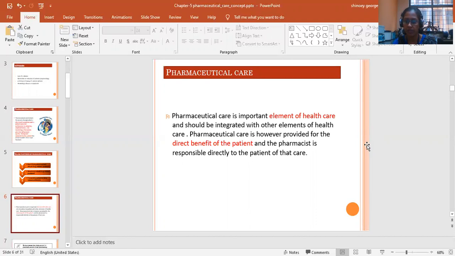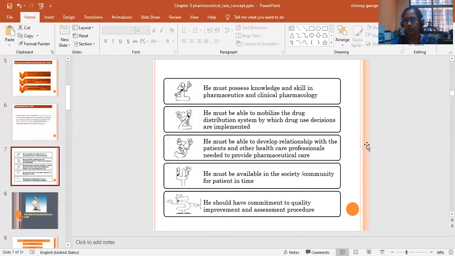So what are the criteria for a pharmacist so that he can provide this pharmaceutical care in an elaborate or convenient manner? First point, he should have proper knowledge and skill in pharmaceutics, which mainly involves the different dosages, dose calculation, manufacturing of different kinds of formulations, and a thorough knowledge of clinical pharmacology, where the mechanism of action or the toxicity related to different drugs may be there.